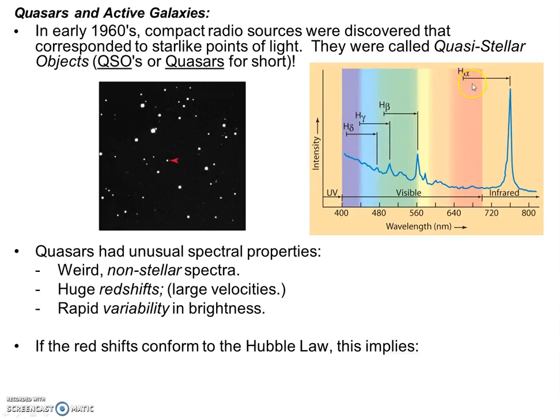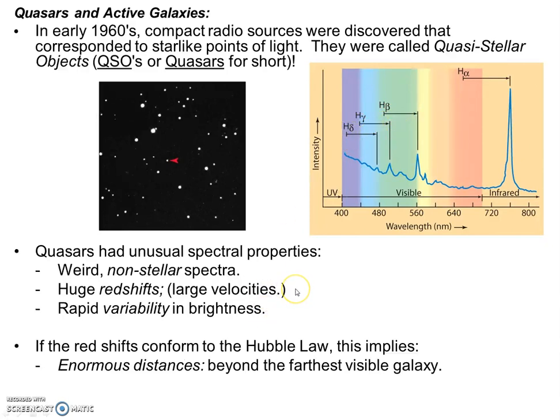If these redshifts were the same kind of redshifts that were causing the galaxies to fly away from us, then it implied enormous distances beyond the farthest visible galaxy, at least the farthest visible galaxy that was visible back in the 1960s.